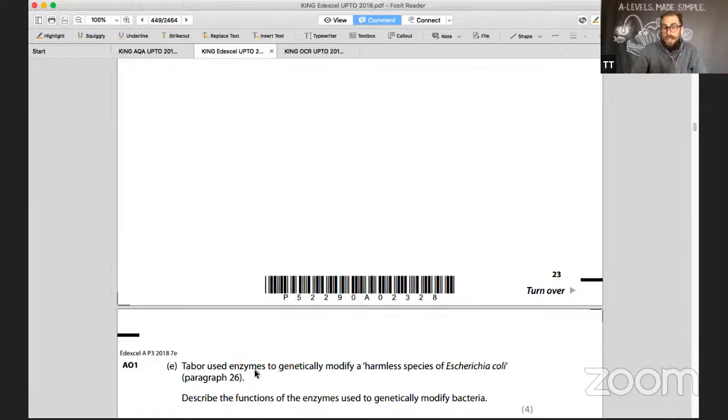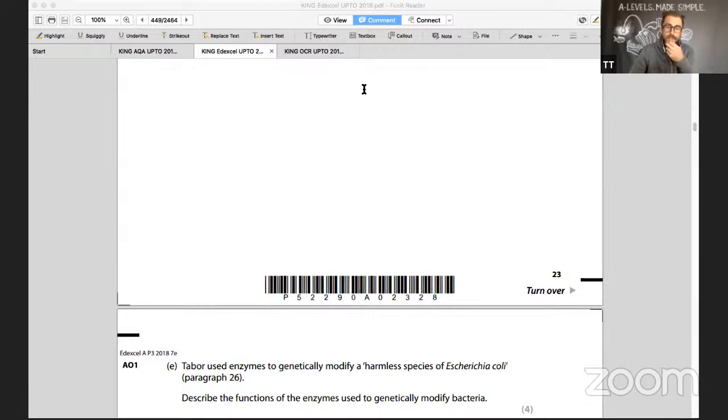They used enzymes to genetically modify a harmless species of E. coli. It's from a scientific article, so it's a huge block of text, but basically they're using enzymes to modify a species of E. coli, a bacteria. Describe the functions of the enzymes used to genetically modify bacteria. So we're going to have to name the enzymes, and we're also going to have to say what function they do as well. So it's a little bit inconvenient.